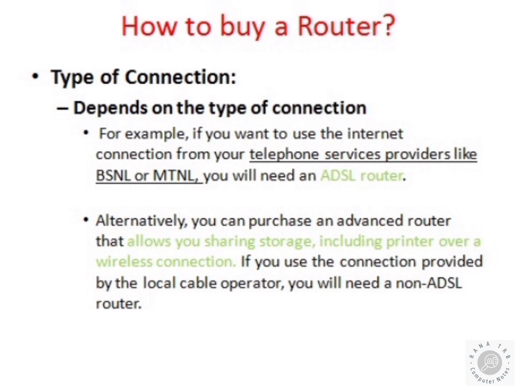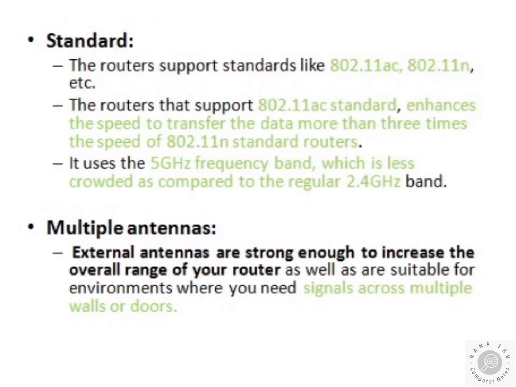Suppose if you want to use an advanced router for sharing data, like a printer or a scanner or a fax machine, you can use the non-ADSL cable routers also. Got it? Next one is standard. Based upon the standard support, we can choose the router. Most probably they use 802.11ac or 802.11n. I think 802.11ac is better because this will provide high speed transfer of data, more than 3 times that of 802.11n. It uses the 5 gigahertz frequency band, but others are using the 2.4 gigahertz band.